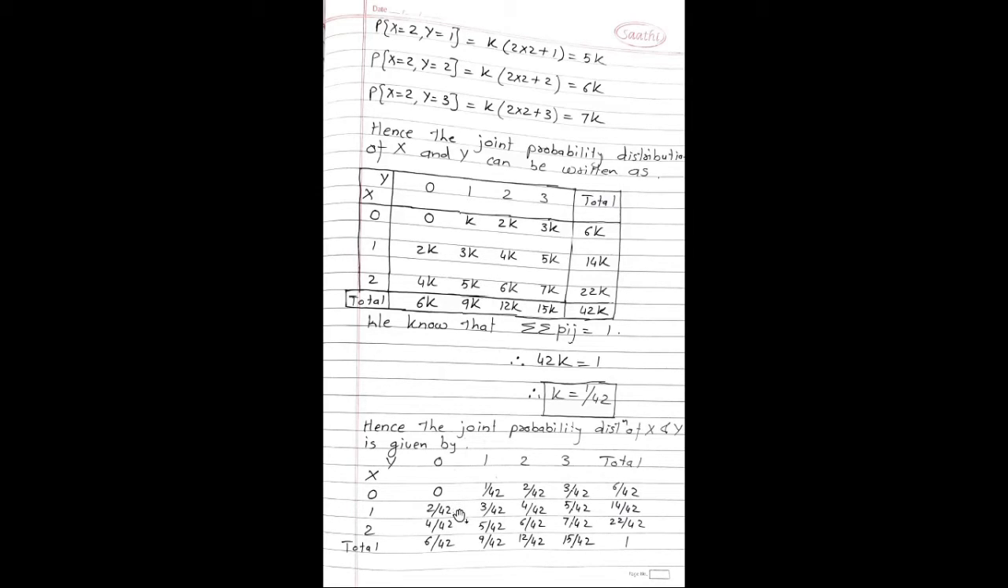2 by 42 plus 4 by 42, the answer is 6 by 42. 1 by 42 plus 3 by 42 plus 5 by 42, total is 9 by 42. 2 by 42 plus 4 by 42 plus 6 by 42, total becomes 12 by 42. 3 by 42 plus 5 by 42 plus 7 by 42, the answer is 15 by 42.